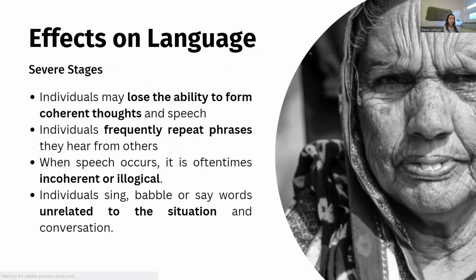Finally, in the severe stages, individuals may lose the ability to form coherent thoughts and speech. So they might say something which is completely unrelated to what is being asked or what is being discussed. Individuals, again, frequently repeat phrases they hear from others, and they did so too during the moderate stages, but now it's even more common. And when you do have speech production, most of the time it doesn't make any sense. It's incoherent on the broader scale.